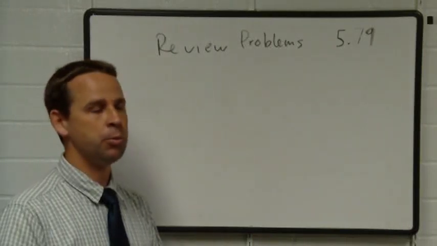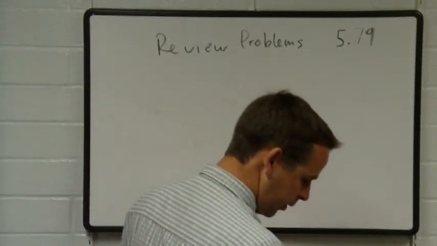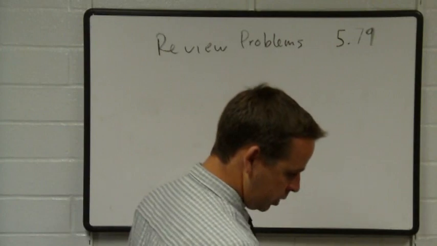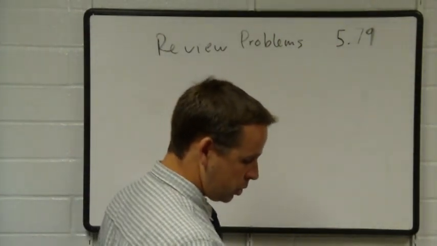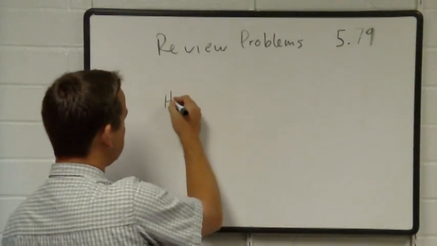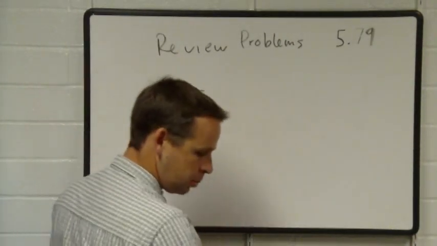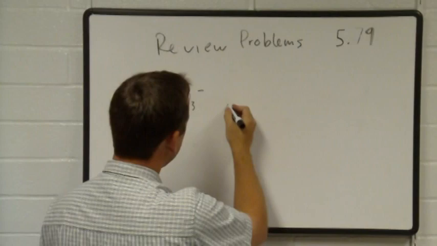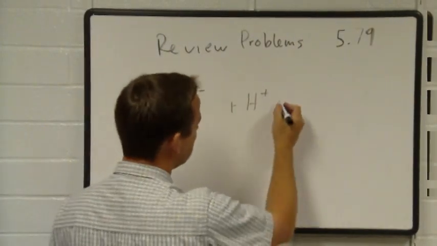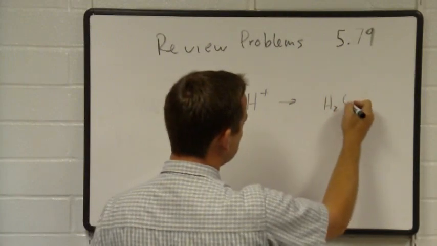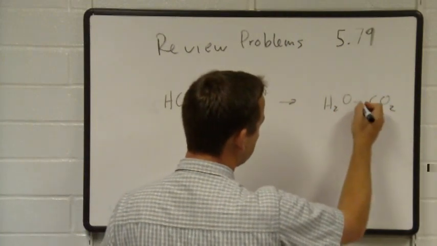So we're here on review problem 579. 579 says choose reactants that would yield the following net ionic equations and then write the molecular equations for each. So we have some net ionic equation given to us: HCO3 minus plus H plus yielding H2O and carbon dioxide. H2O and carbon dioxide. All right?